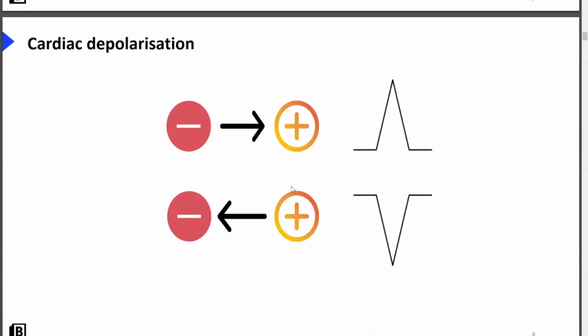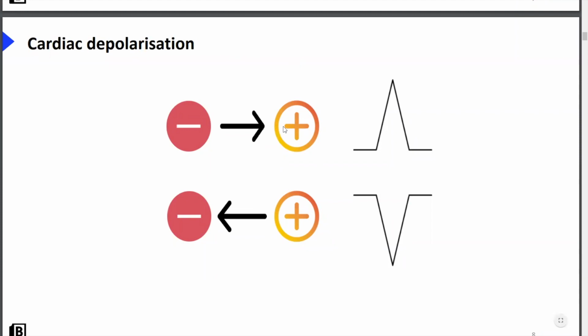So what does an ECG actually measure? The ECG measures the flow of positive charge, essentially. So if you have positive charge flowing towards the electrode, you get a nice upward spike. If positive charge is flowing away from the electrode, you get a downward spike. Very important concept, because the whole of the ECG morphology revolves around this principle.